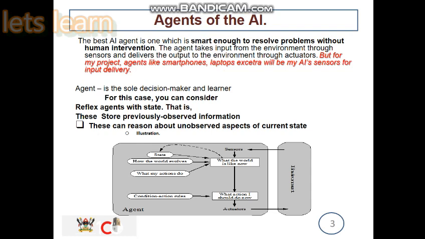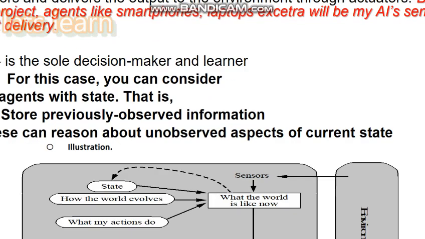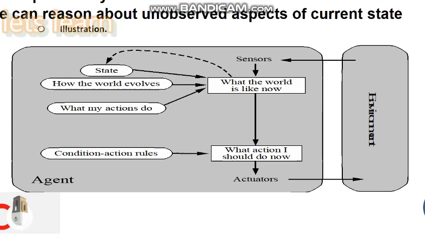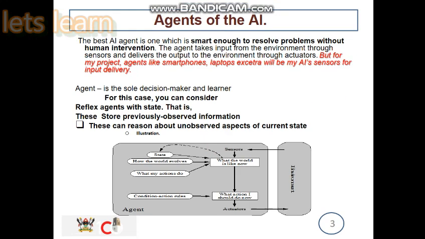For this case, we are reflecting on the notes, like the reflex agents with state, and this is how the interface may look like: the agent interfacing with the environment through the sensors and giving actions to the actuators, and this is what is retrieved from the environment, what the world will be like, action, and what have you.